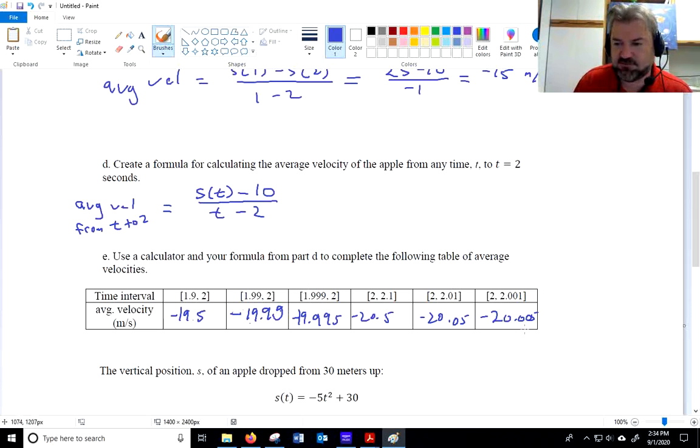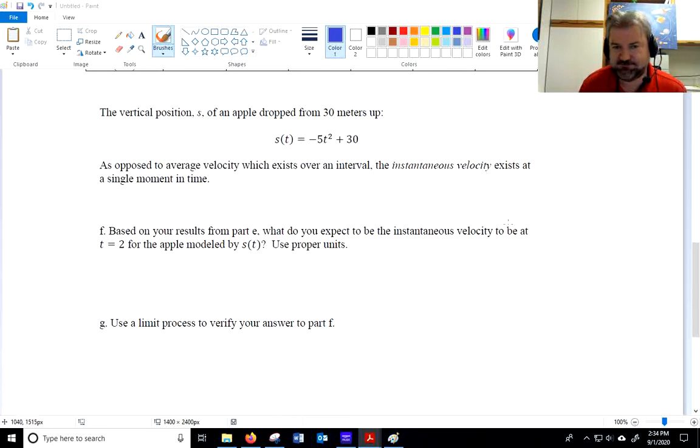All right, so we can look at this and kind of get an idea for what's happening as we get closer and closer to getting the exact instantaneous velocity. Okay, the vertical position s of an apple dropping 30 meters, that's just to remind you, because I think we turned a page there. As opposed to average velocity, which exists over an interval, the instantaneous velocity exists in a single moment of time, and that's the real question. Can we define a rate of change at an instance of time? And that's what calculus is all about: trying to determine a rate of change at one specific moment and not over an interval.